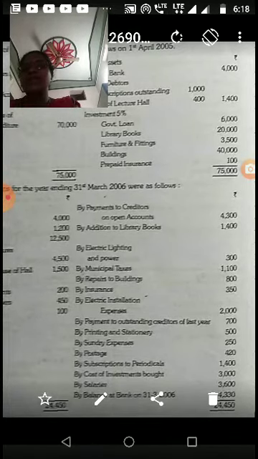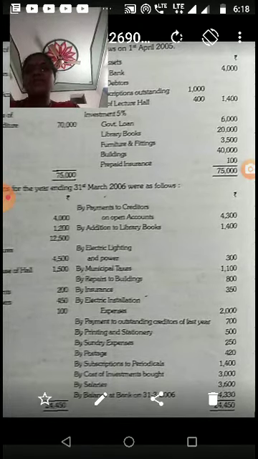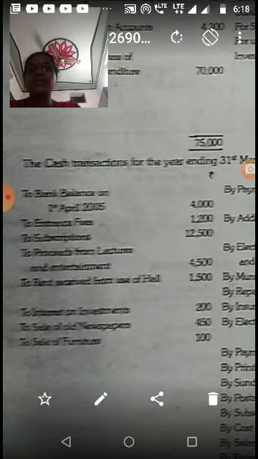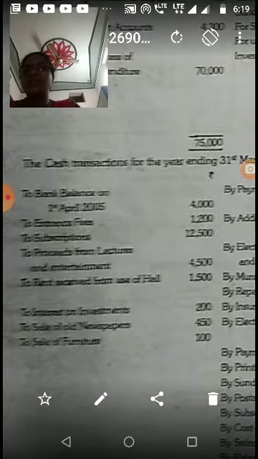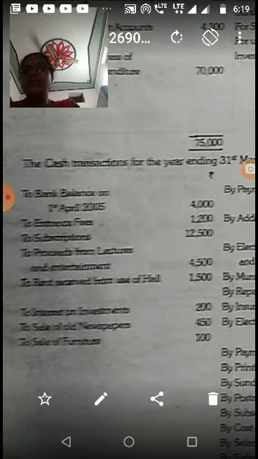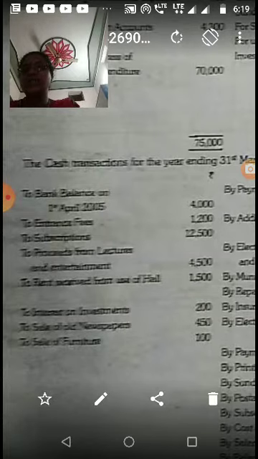Now the cash transactions for the year ending 31st March 2006. Here, bank balance on 1st April 2005 4,000. Now to entrance fees 1,200, to subscriptions 12,500, to proceeds from lectures and entertainment 4,500. Now to rent received from the use of lecture hall 1,500, to interest on investments 200, to sale of old newspapers 450, to sale of furniture 100.